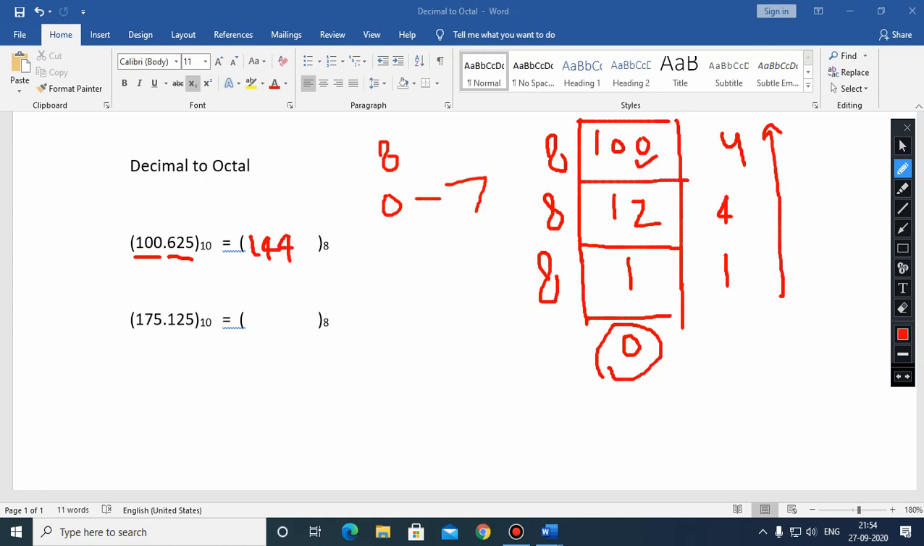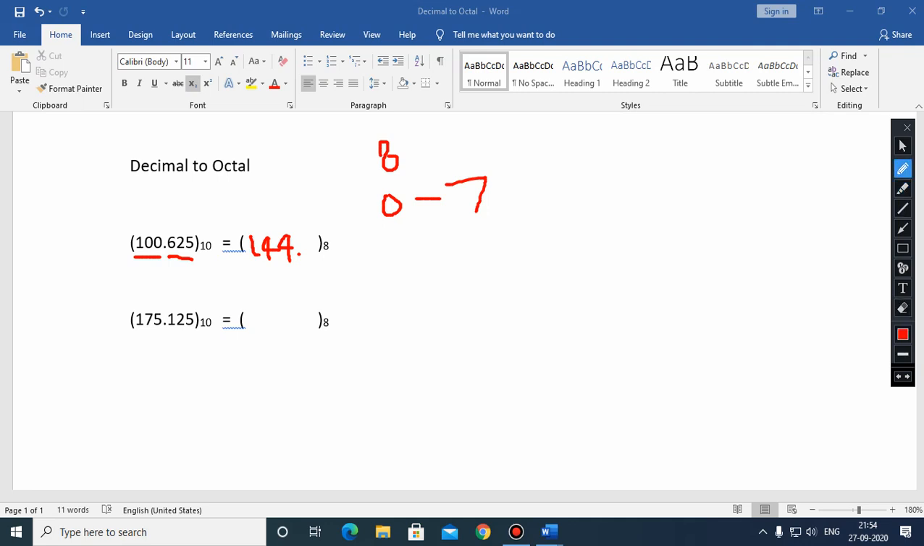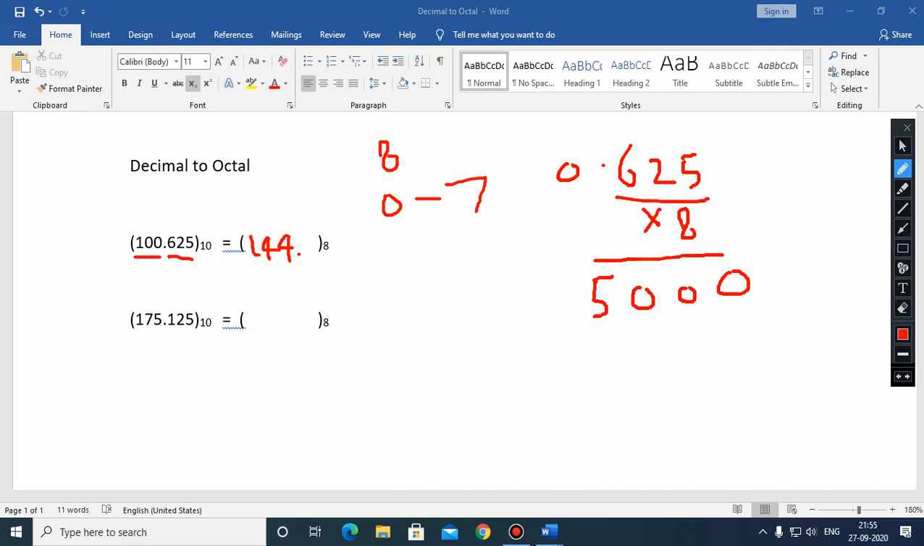After that we need to put the decimal point here, and then take the fractional part and this time multiply the fractional part by the base. Remember that the fractional part is always multiplied by the base. If you multiply 0.625 by 8 you will see that the answer is 5.000, up to 3 decimal places.